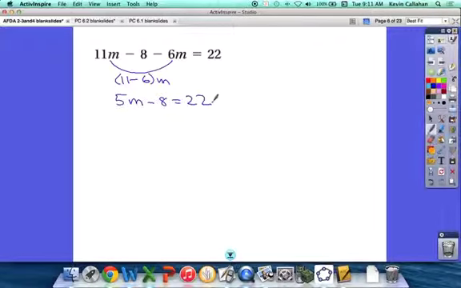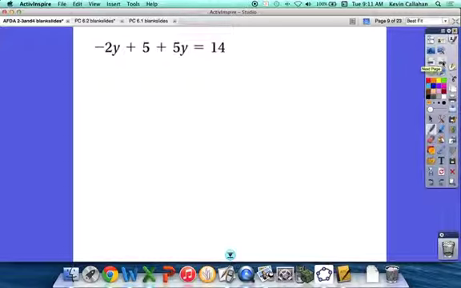Now, once you've done that, you've got the two-step. I mean, that becomes a kind of a question like we did in the homework last night. Just tell me, what are the two steps that I would take here to isolate the m? Add 8, divide by 5, okay?